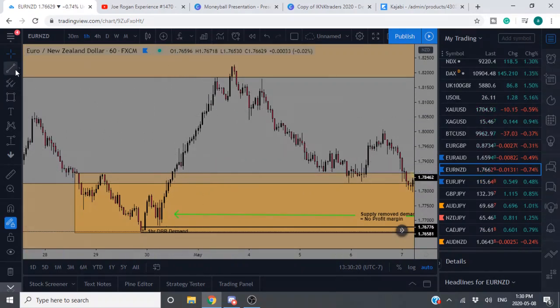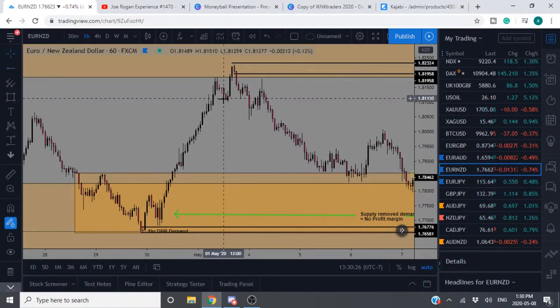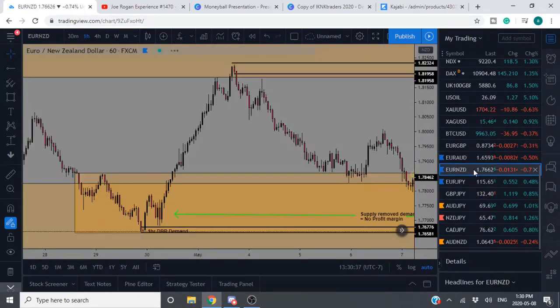I think this is what it was, the Euro New Zealand. This was the demand. Yeah, that's what it was. This one actually removed this 1 hour demand zone. You notice how this one did? It's more clear, and the pullback was better, compared to this one. See the difference? So Euro New Zealand was the one that I was watching.